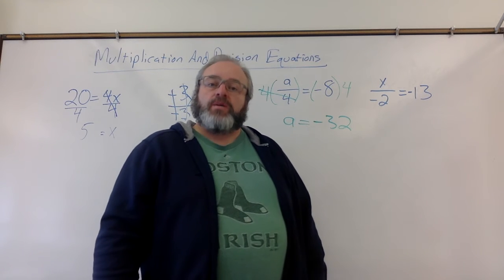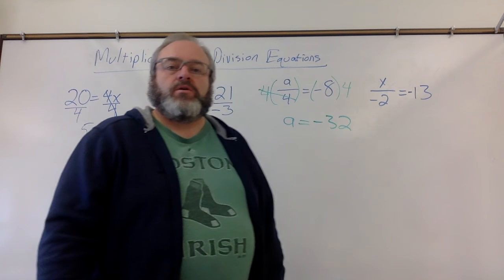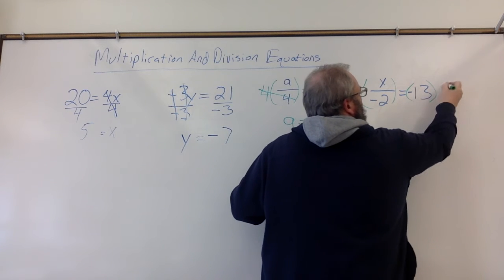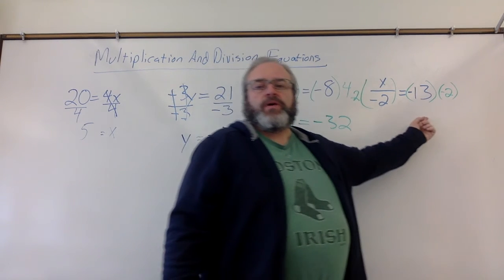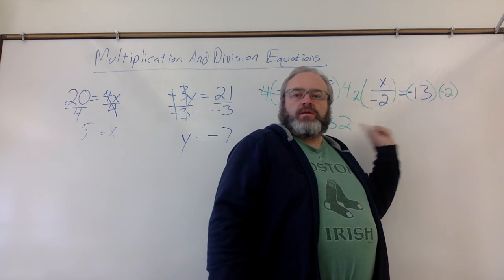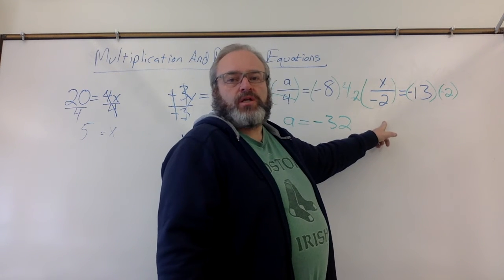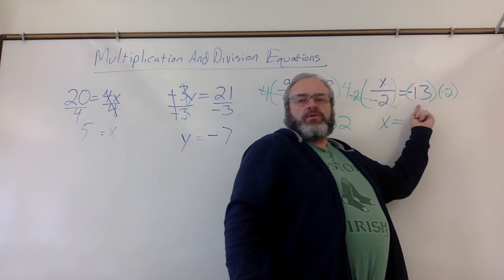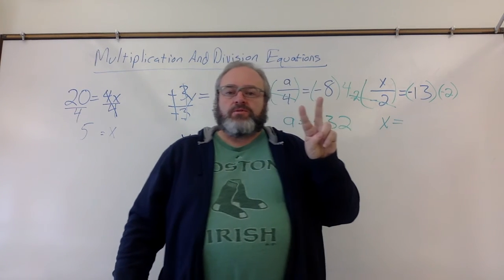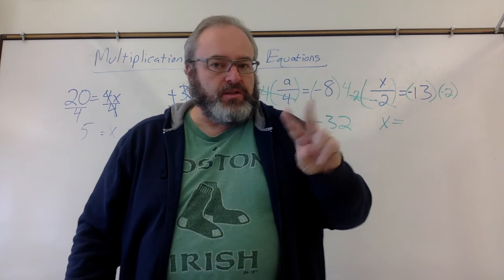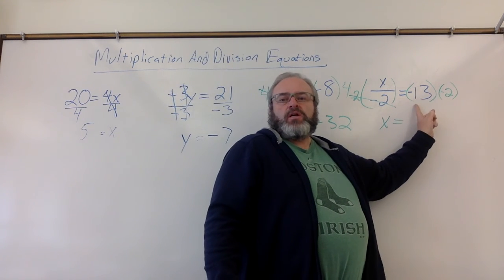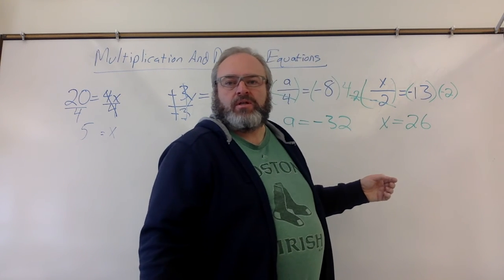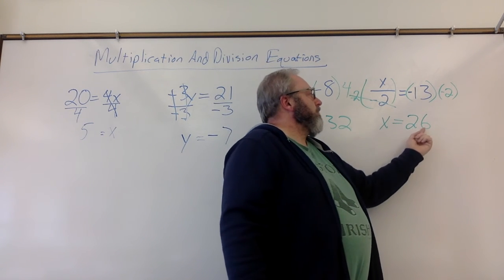So we have to do the opposite of dividing by negative 2, which is, that's right, multiplying by negative 2. But I've got to multiply both sides by negative 2 in order to keep things equal. Negative 2 cancel each other out, leaving x. Over here, we have a negative 13 times a negative 2. Multiplying two negatives together becomes a positive. So our negatives cancel, and we're left with 13 times 2, which is 26.